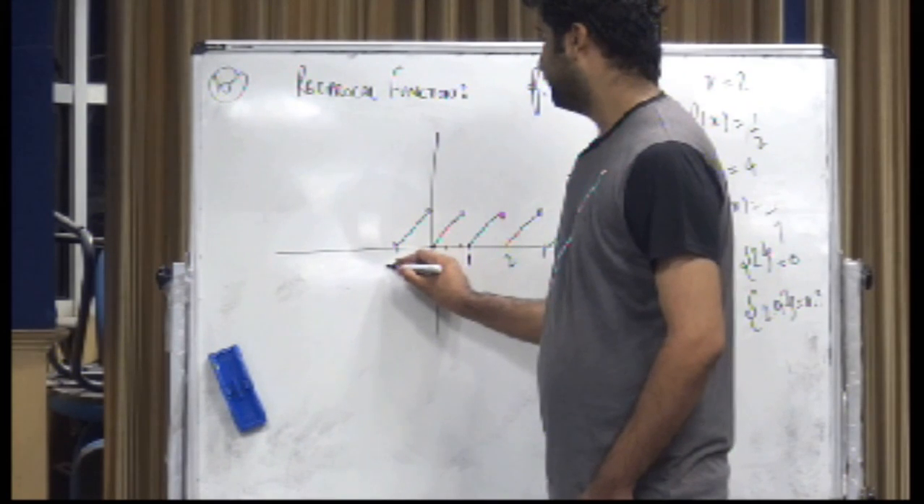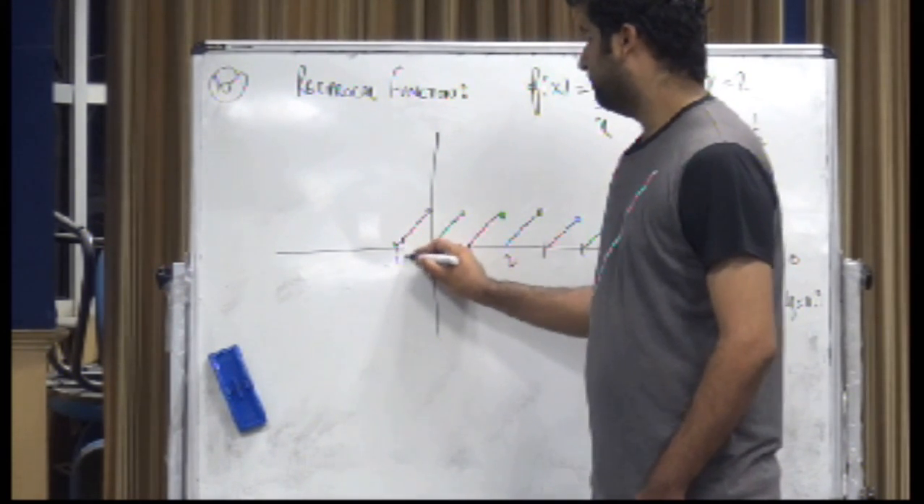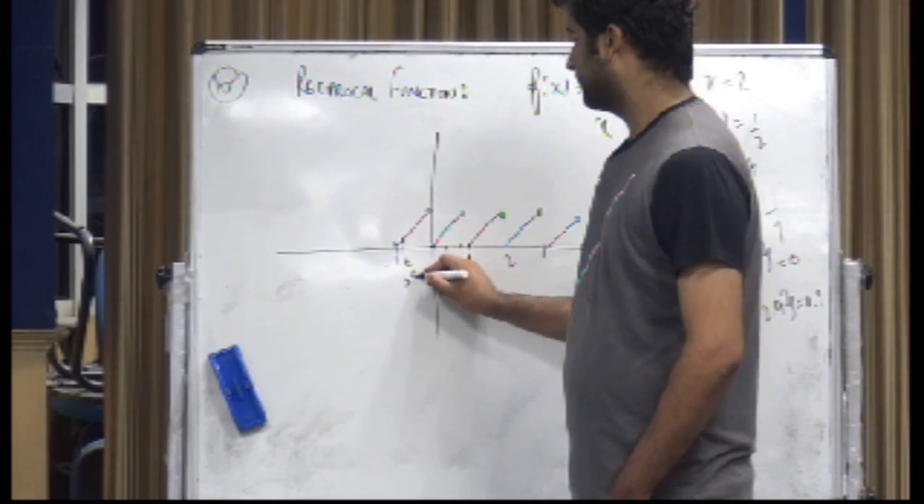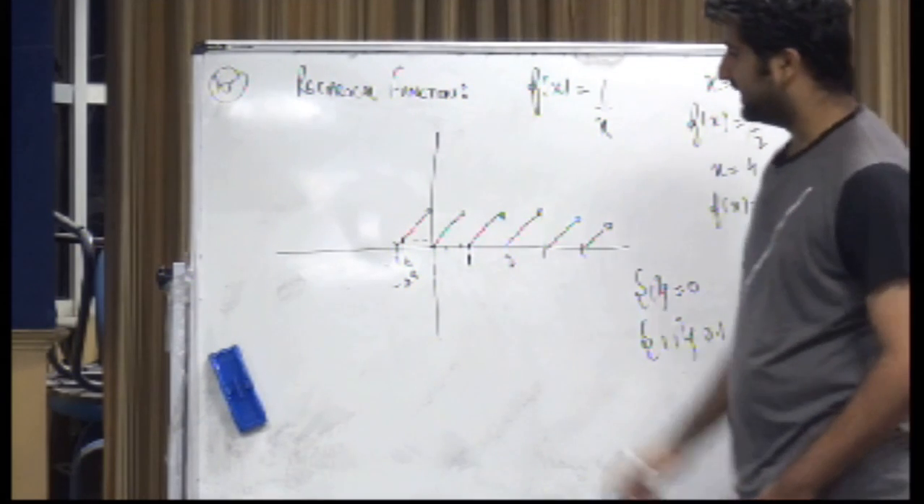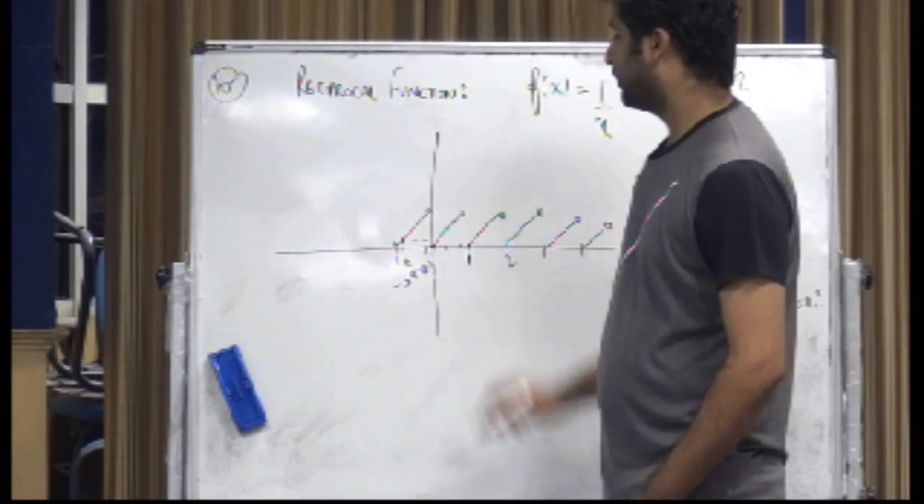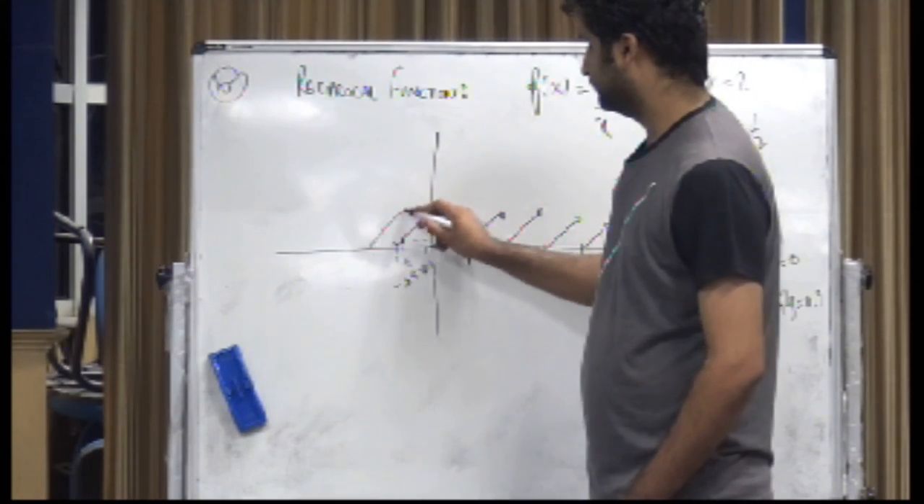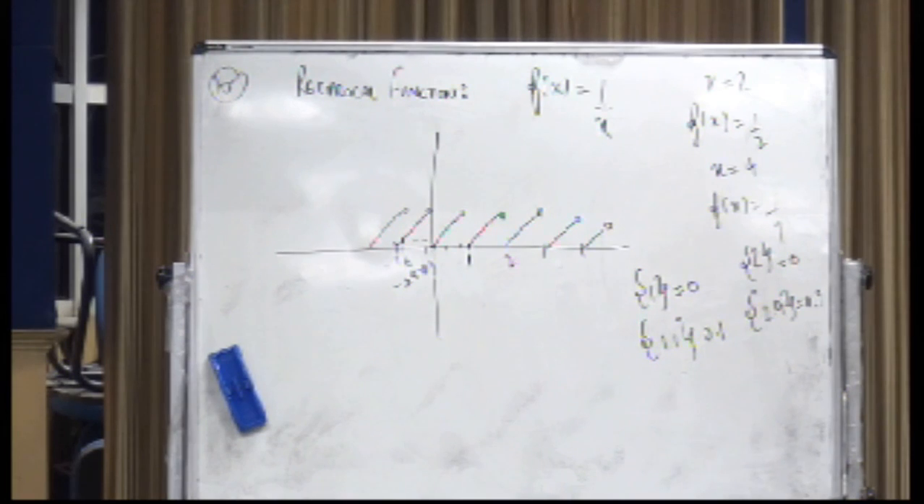Like if you have minus 1, the fractional part is 0. If you have minus 0.8, the fractional part will be 0.2. For minus 0.1, the fractional part will be 0.9. So it goes like this, right? So this is the graph of the fractional part function. Next is the reciprocal function.